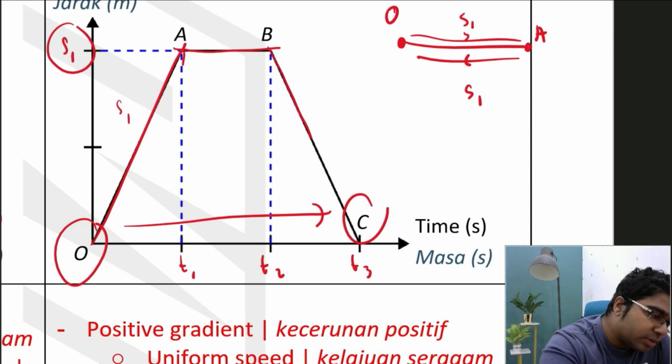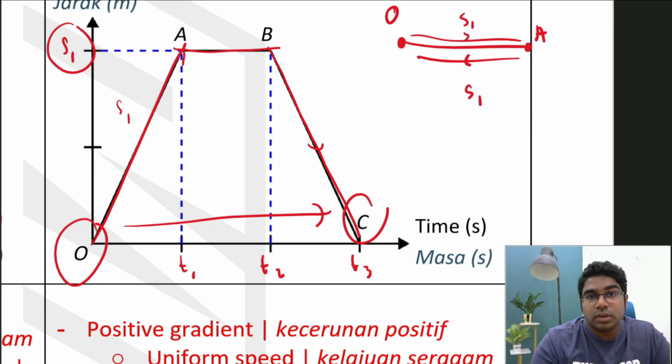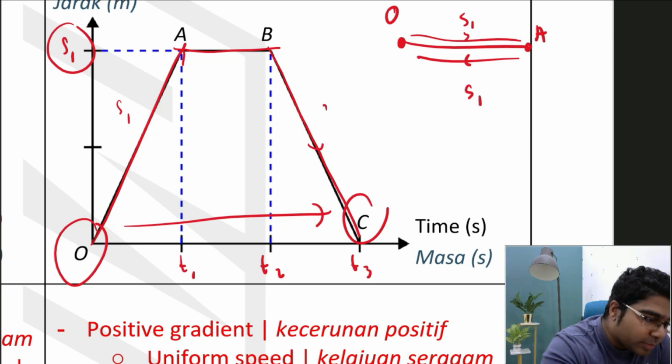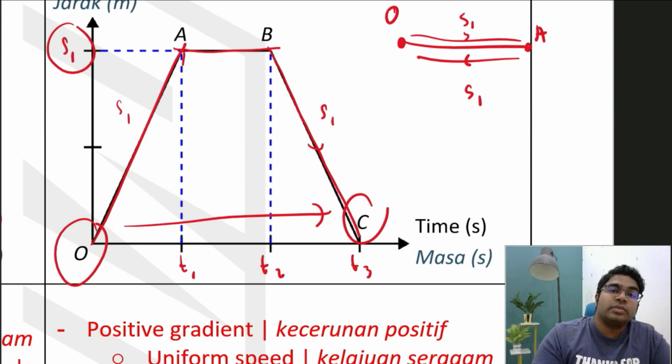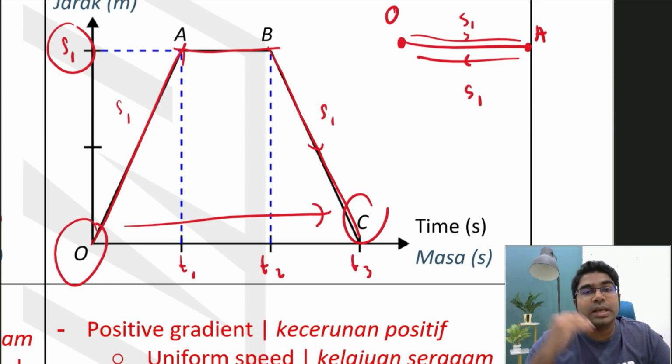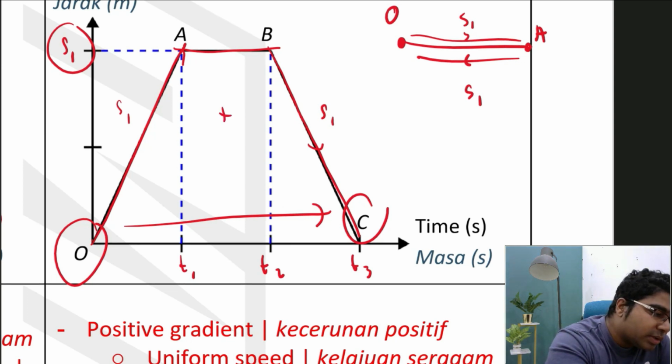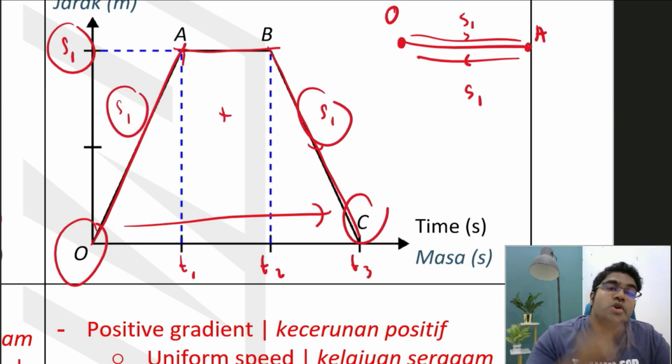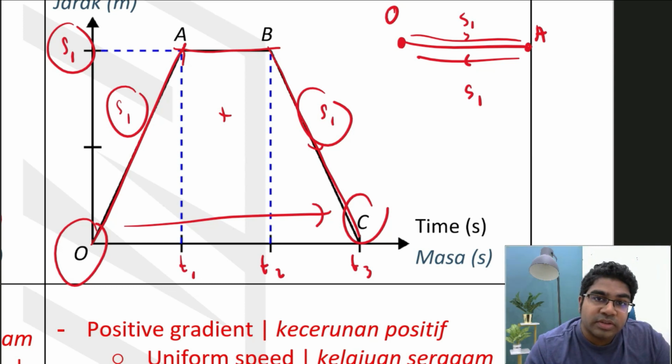And then from B, it goes back to C. B, dia balik ke C. So, it travels another S1 meter, isn't it? Dia bergerak sejauh S1 meter lagi. Maksudnya, jumlah gerakannya, jumlah jarak gerakan dia adalah S1 tambah S1, kan? So, dia jadi 2 S1. The total distance travel will be S1 plus S1.